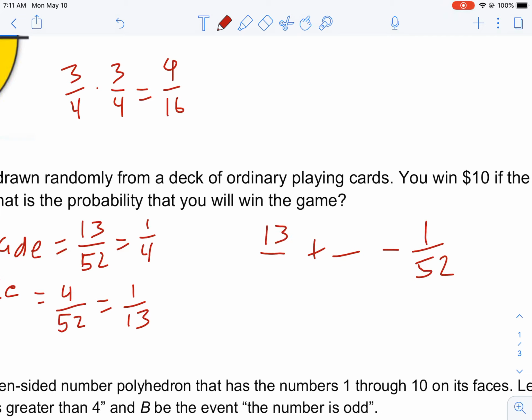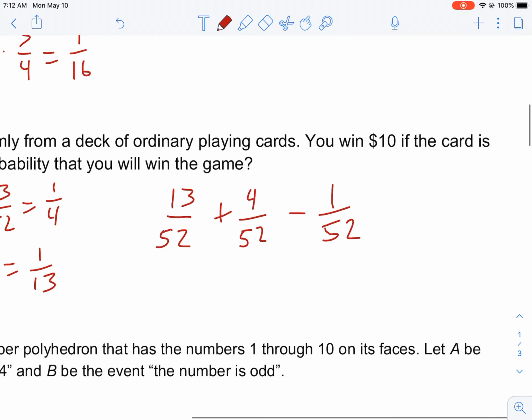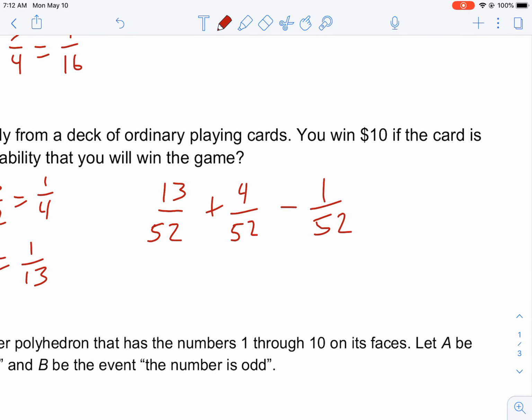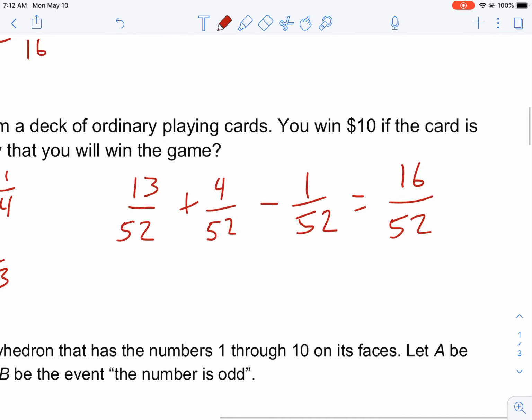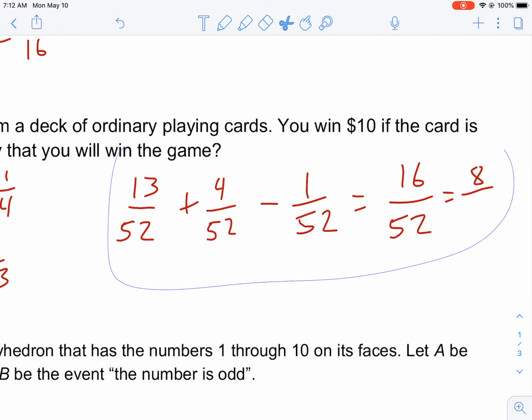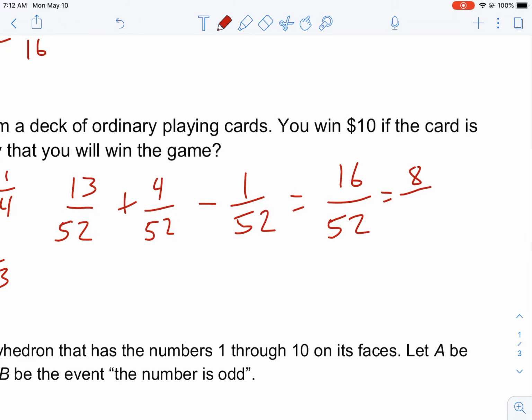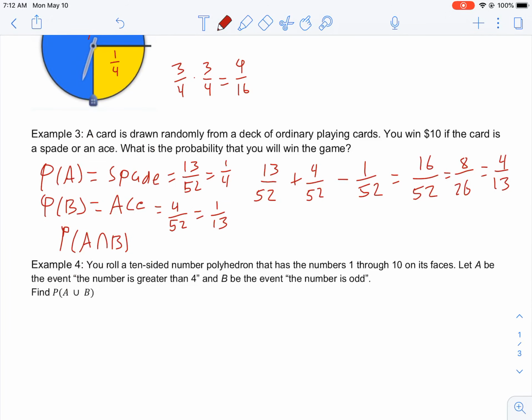So this was 13 out of 52, and this was 4 out of 52, right? And so now we've got 13 plus 4, that's 17, minus 1, that's 16. So our answer is 16 out of 52 cards are a spade or an ace. And obviously you can shorten this. That'd be 8 out of, what's 52 divided by 2? 26. So we can shorten that again. That'd be 4 out of 13. So 4 out of 13 chance that you get an ace or a spade.